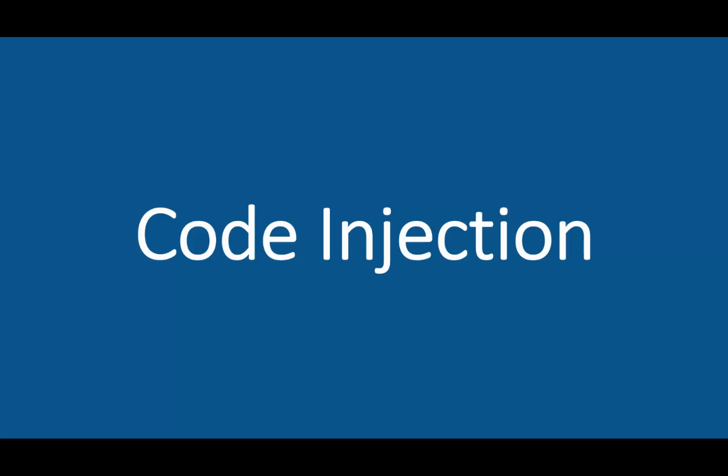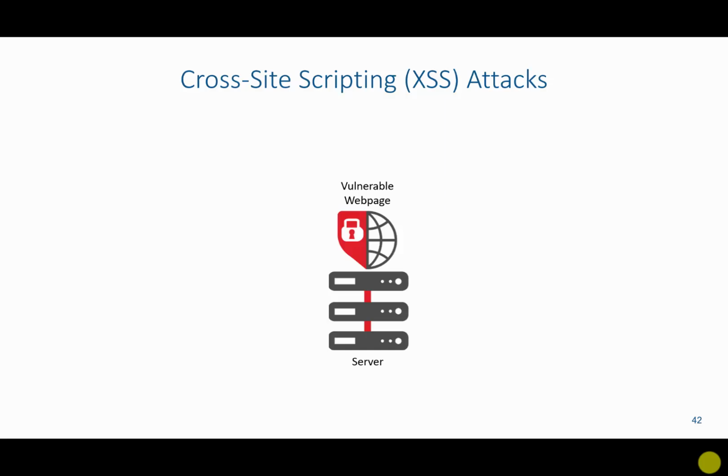In this video, we're going to cover code injection and how it relates to application security. So the first one that we're going to talk about is cross-site scripting. A cross-site scripting attack works like this.